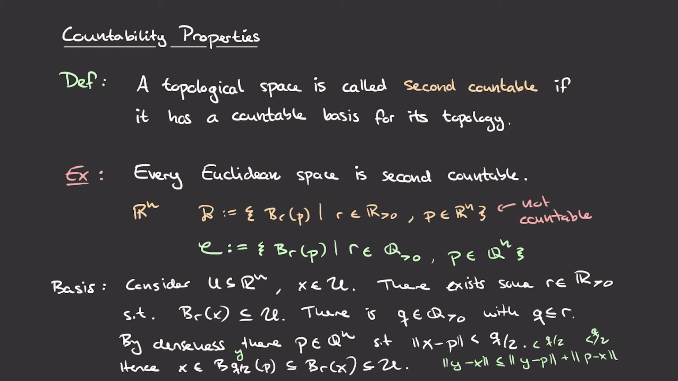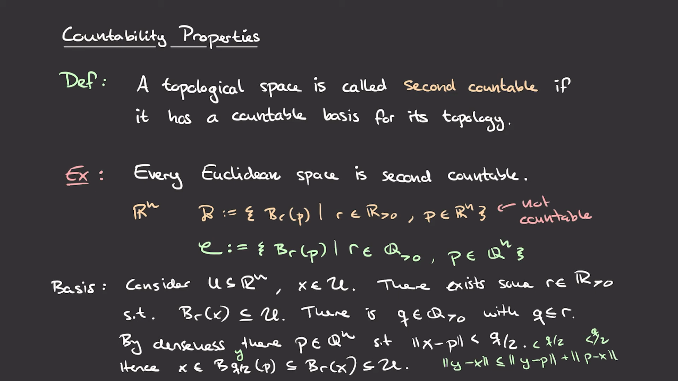So this entire sum is going to be strictly less than q, and we know that q is less than or equal to r, which means that the distance between y and x is going to be strictly less than r, meaning that this y also lies within the open ball of radius r around x.